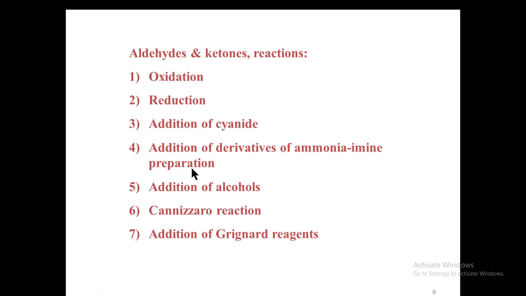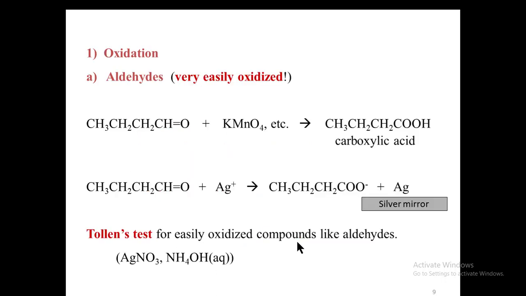These are nucleophilic addition reactions: addition of cyanide, addition of derivatives of ammonia, and amine preparation. By adding ammonia to a carbonyl compound, we can get an amine. Then there is addition of alcohols. One special reaction is the Cannizzaro reaction, and there is addition of Grignard reagent. Aldol condensation is another type of reaction that is also shown by this class.